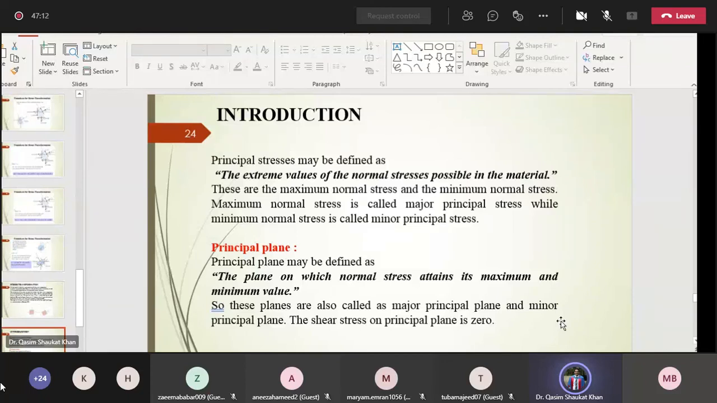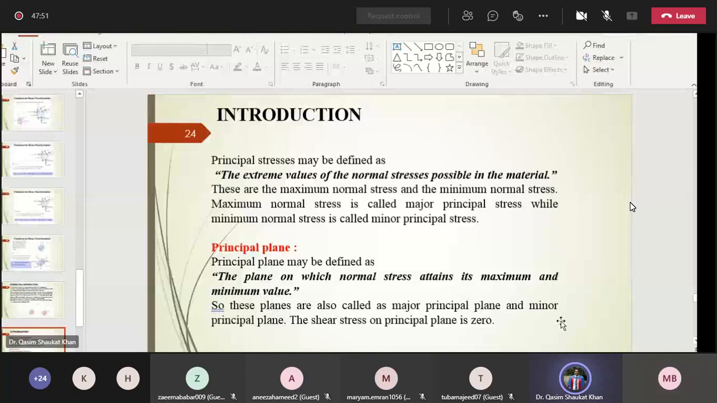maximum positive and maximum negative, and the plane over which this maximum positive and maximum negative will occur, that will be my principal plane. So I want to know that value of theta which will give me the maximum value and the minimum value of the normal stresses.